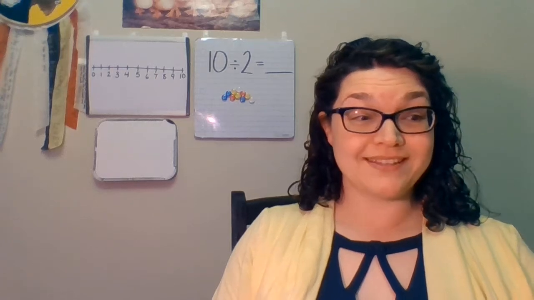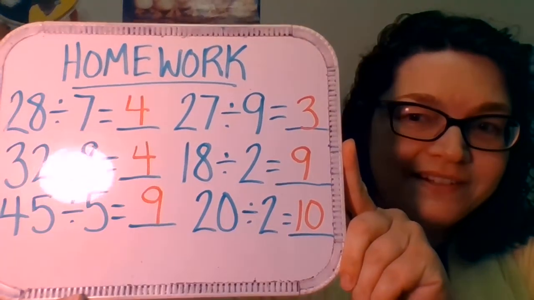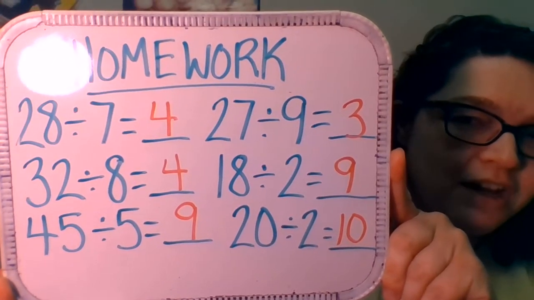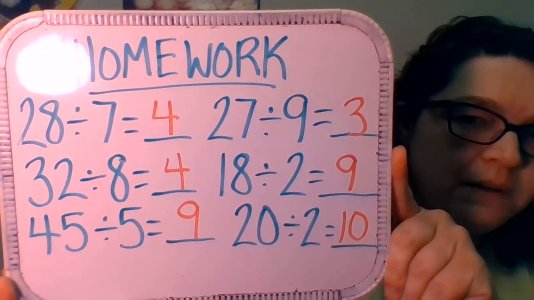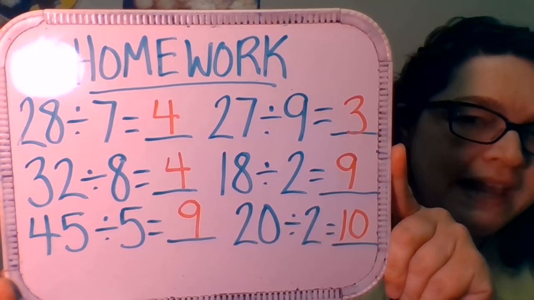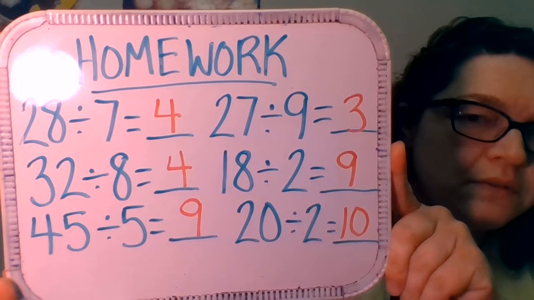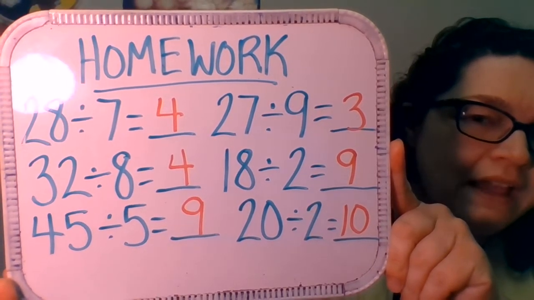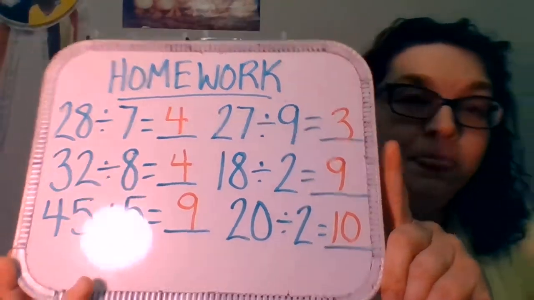So hopefully you got a chance to do the homework I gave you on Friday. Here are the answers to the homework. So we have 28 divided by 7 equals 4. 27 divided by 9 equals 3. 32 divided by 8 equals 4. 18 divided by 2 equals 9. 45 divided by 5 equals 9, and 20 divided by 2 equals 10.